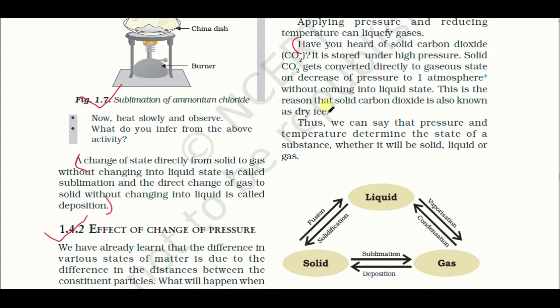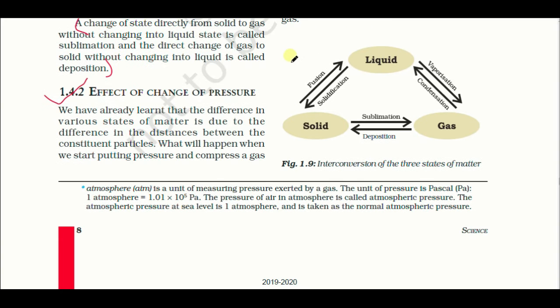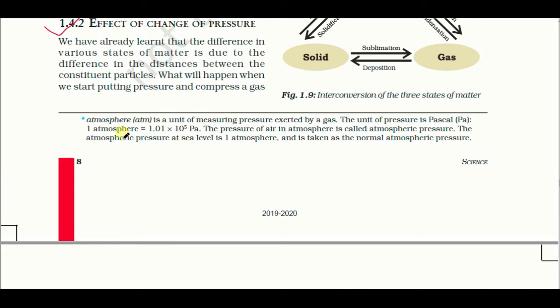Clear? Thus, we can say that pressure and temperature determine the state of a substance, whether it will be solid, liquid or gas. There is a table given. This one you will see carefully. Clear? Achha, now come to the point: what is 1 atmospheric pressure? This point is very important.